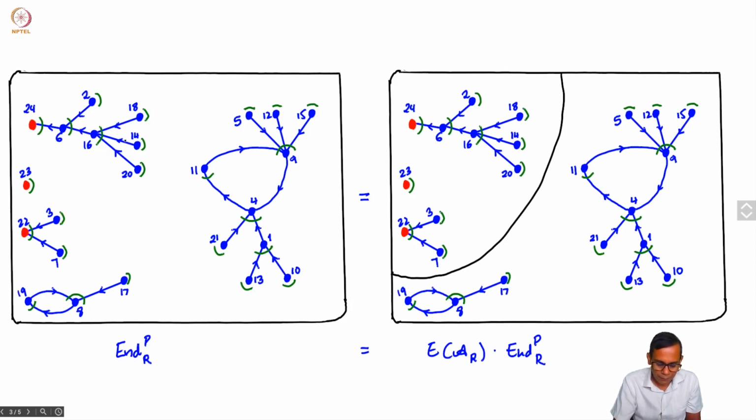These arrows are now just pointing towards the root, and otherwise, you will have just an endofunction. So you separate out the connected components which contain the points which are not in the domain of the R-enriched partial endofunction, and that will be an assembly of trees, and what remains will be a complete R-enriched endofunction. So this picture shows that EndP_R is equal to E(A_R) times End_R. I'm giving these proofs in terms of pictures, but it's perfectly possible to sit down and write down the bijections between these sets explicitly.